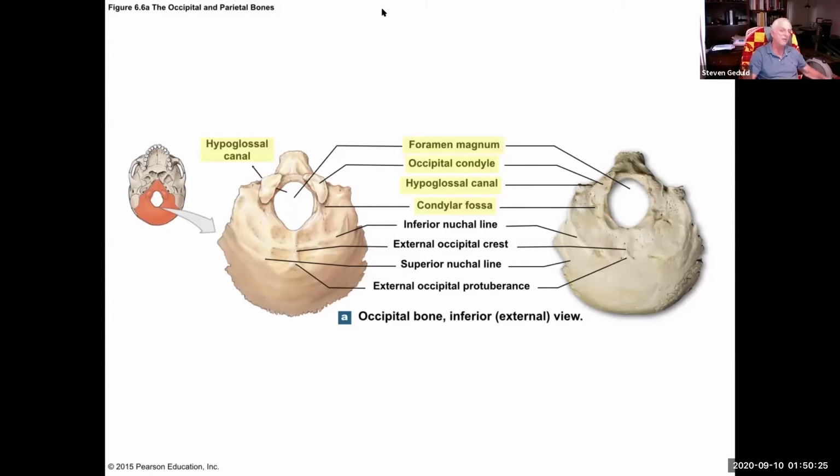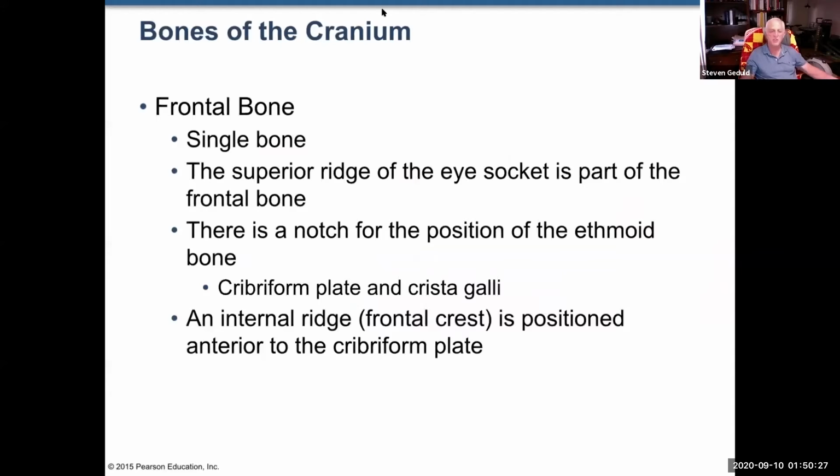Frontal bone, the most anterior bone as well. That's also a single bone. There's only one. It forms the superior ridge of the eye socket. Okay, there's a notch for the position of the ethmoid bone to fit inside of it. The ethmoid bone has a cribriform plate and a crista galli. Cribriform plate just means a section of bone that has multiple tiny holes in it.